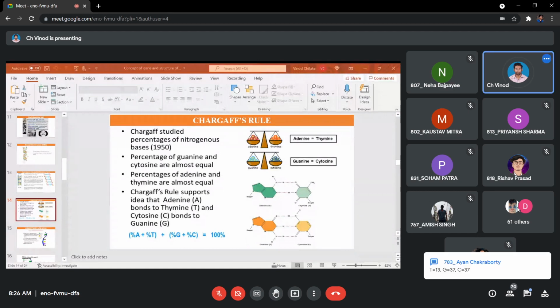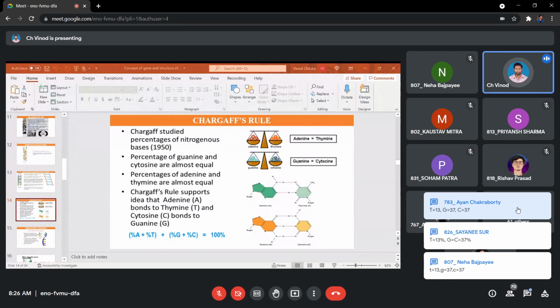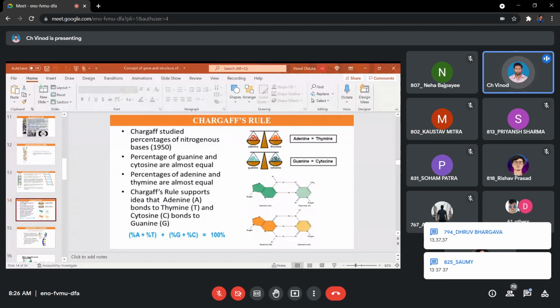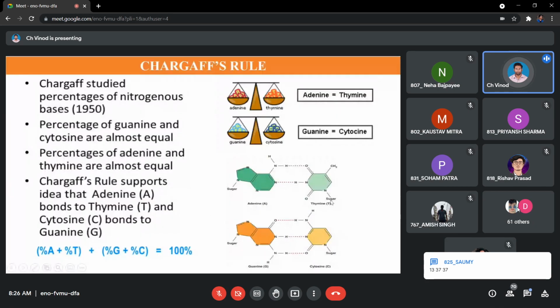Yeah, answers are right. T is 13%, G is 37, C is 37. So GC will be 37, T is 13%. Good. Now, moving ahead with the concepts again. Now let's look at the pyrimidines and purines.